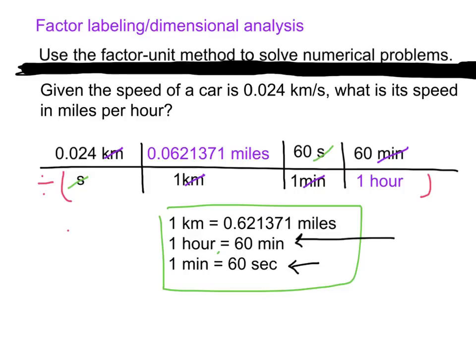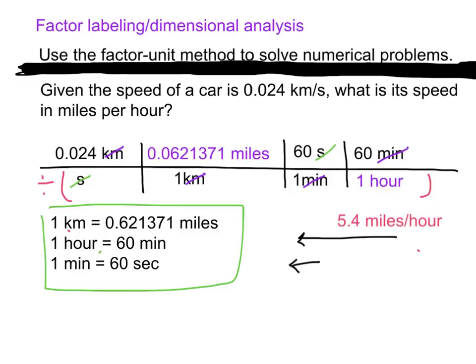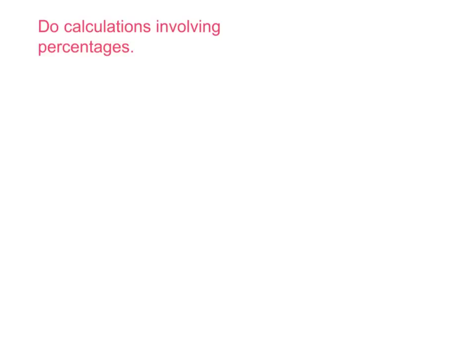Take a second and see if you get the answer. Okay, you should have ended up with 5.4 miles per hour. 2 significant figures to start, 2 to end with. So you should be able to do anything I give you with factor label. It could be speed of a car, it could be converting a cookie dough recipe, it could be anything, so make sure you're ready for that.